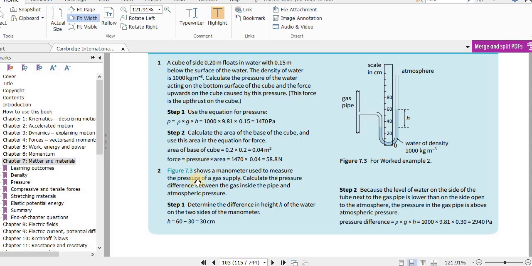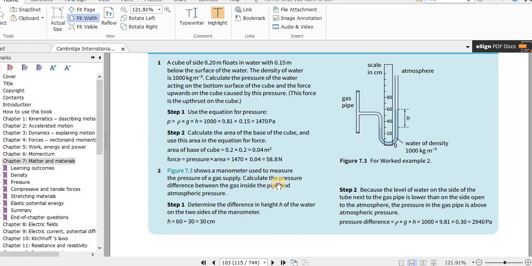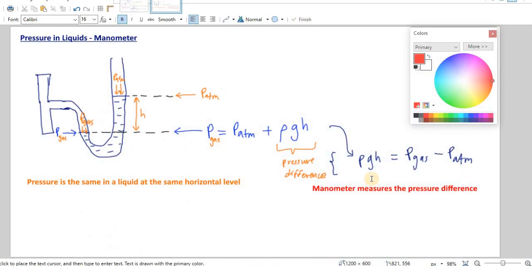It shows a manometer used to measure the pressure of a gas supply. Okay, now how do you find the pressure of the gas supply? Very simple, you can use this equation. And I told you how to get that equation. Calculate the pressure difference between the gas inside the pipe, that is this gas, and the atmospheric pressure. So what you are supposed to find is rho g h, right?